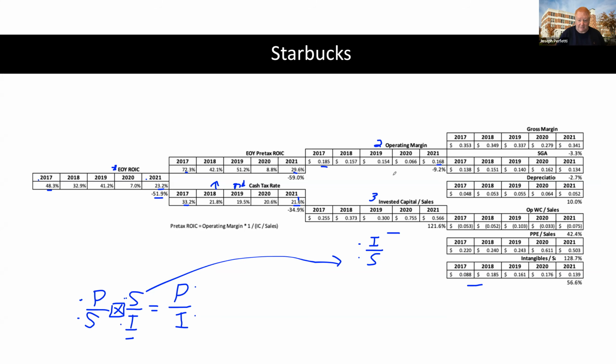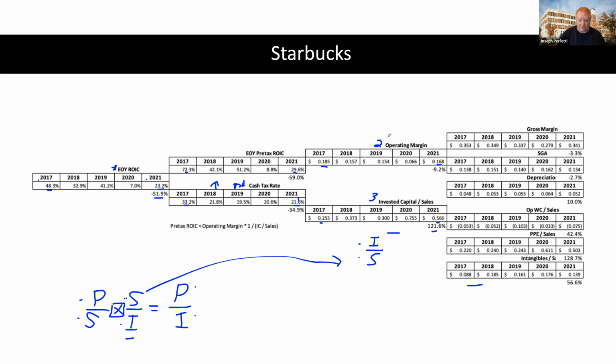Okay. Now, secondly, invested capital to sales went from 25.5 to 56.6. Let's talk about what that means. In 2017, to generate $1 of sales, Starbucks invested 25 cents. In 2021, to generate $1 of sales, Starbucks invested 57 cents, 56.6. That's a 121.6% increase in the investment required to generate $1 of sales. That is far worse productivity.